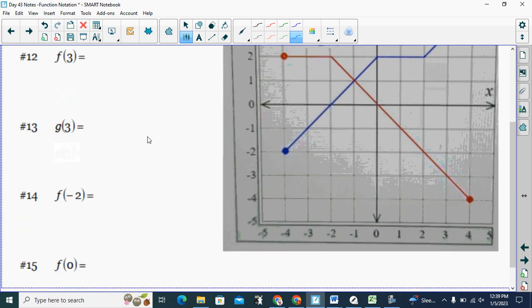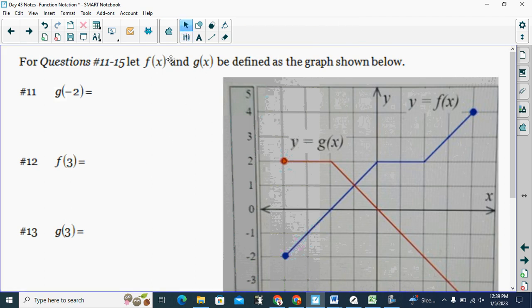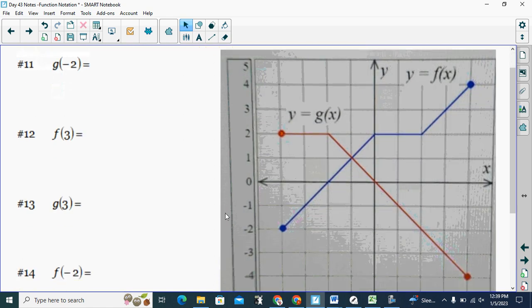Last type of problem we have here, numbers 11 through 15. Looks similar. Number 11, notice it asks g of negative 2 and 12 f of 3 and g of 3 and so on. What's different is instead of giving us an equation for f of x and an equation for g of x, they're giving us a graph of f of x and g of x. So notice y equals f of x is the blue graph, and y equals g of x is the red graph.